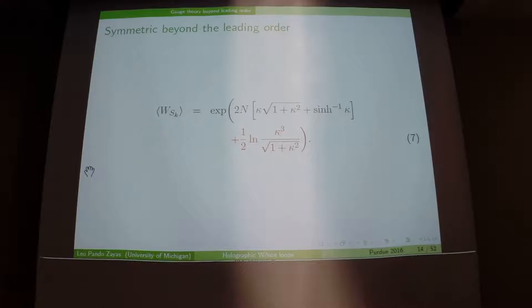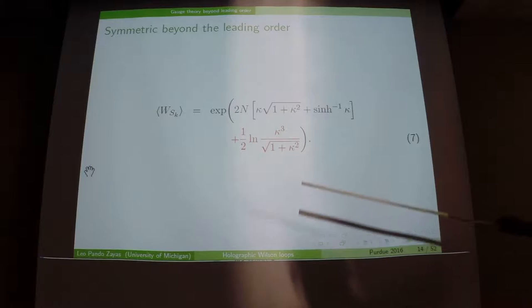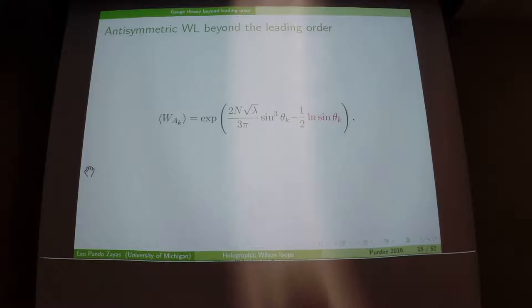So this is the leading term. Kappa is related to k, and remember this is the symmetric representation, so I have k boxes in my diagram. This is the leading term, and this is the sub-leading term. Similarly, I can compute it for the anti-symmetric representation. I will not bother you again with the contour integral, it's just that technology, nothing fancy. And here's the answer. So now, in the next 10 minutes or so, I will tell you how you compute those corrections using holography.